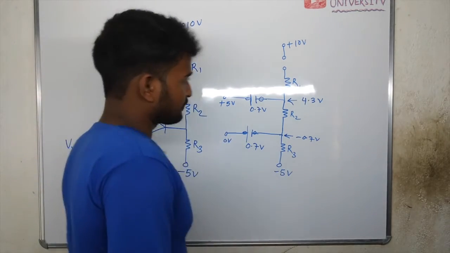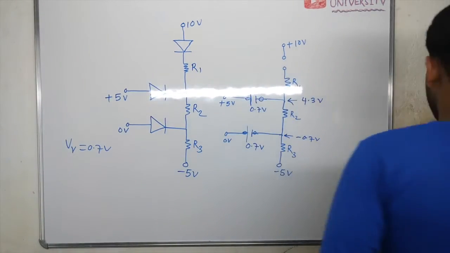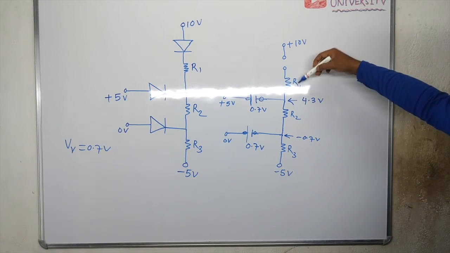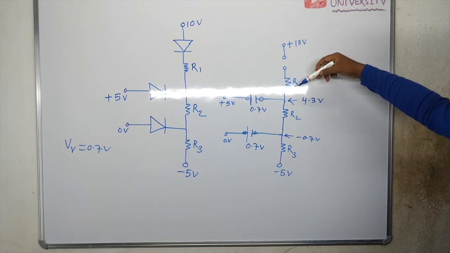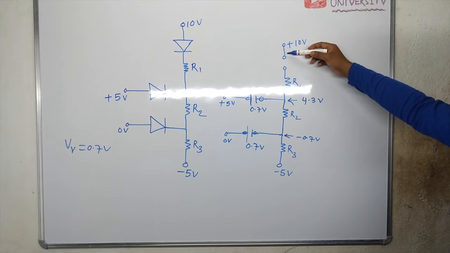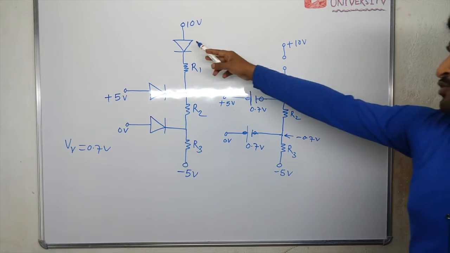4.3 volt. Then see, there will be no current in this resistance R1, because this path is off, open circuit. So the same 4.3 volt will be available at this point. And the voltage at this point is 10 volt. So this diode is also forward biased.